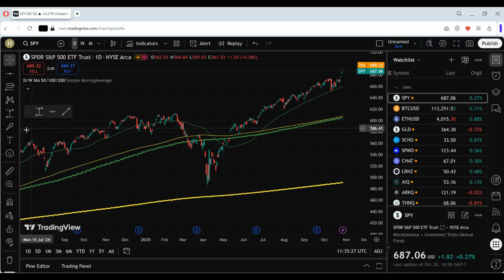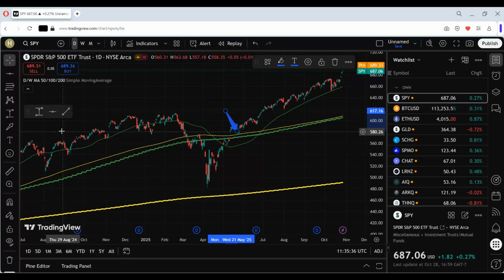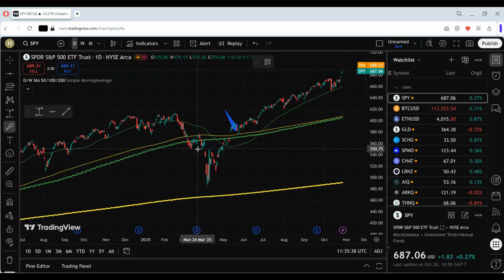You can see we came here, and the yellow usually acts as support, like it was here. We bounced off it. In this instance, in the tariff crash, we broke below it. That's a bad sign. And then we came back to get above it, and we failed. We got resisted right at the 200-day moving average. So that's a bad sign. You want to be above this yellow 200-day moving average. The thick green line right next to it is almost the same mathematically, but slightly different.